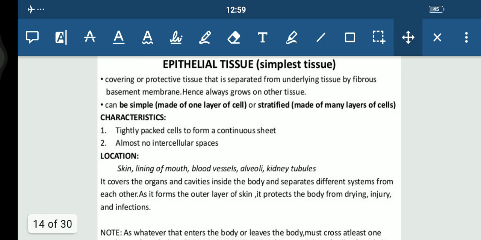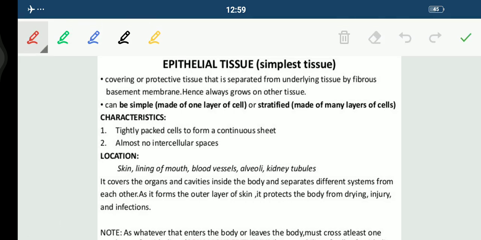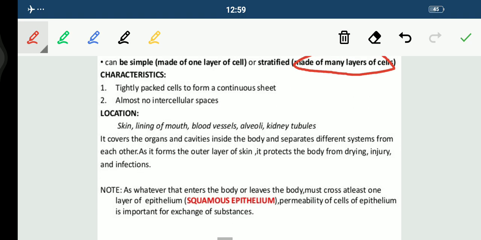Coming on to the epithelial tissue, this topic is very important, students, from the examination point of view. It is a protective tissue that is separated from underlying tissues by a fibrous basement membrane, hence it always grows on other tissues. It can be simple, which is made up of one layer of cells, or stratified, which is made up of many layers of cells.